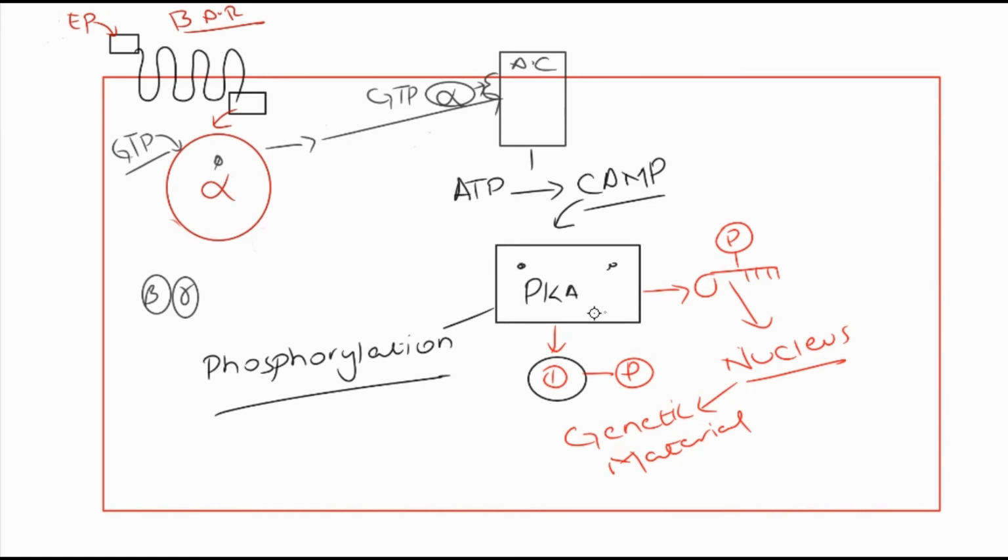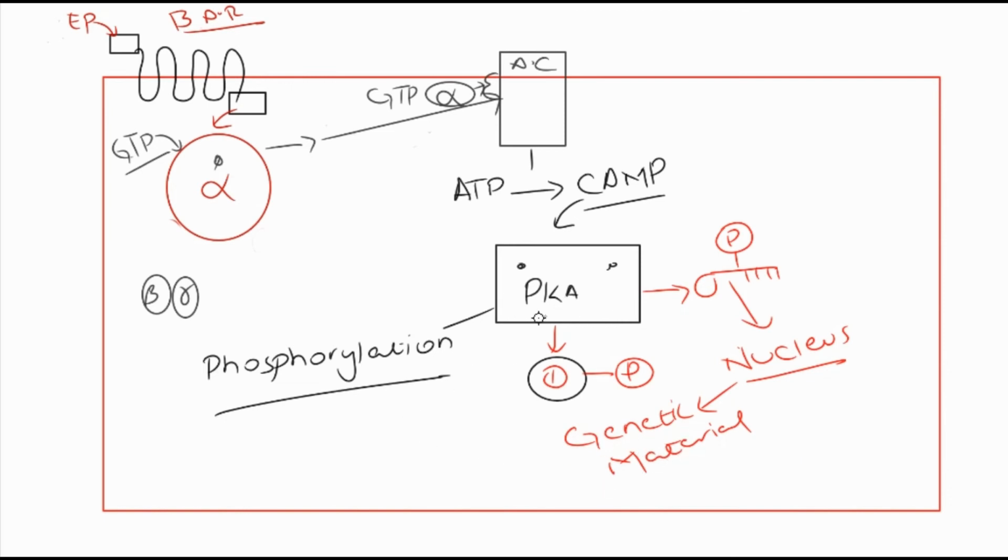Now what protein kinase A is doing, it is phosphorylating the enzymes which, when activated, alter the metabolism of the cell. The second thing it is doing is the phosphorylation of some intrinsic factors which go to the nucleus, and when they go to the nucleus, they alter the genetic material of the cell.